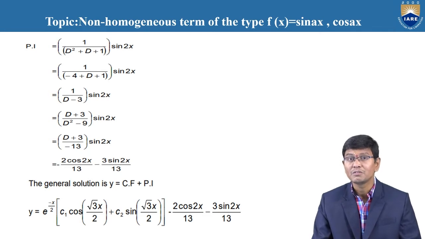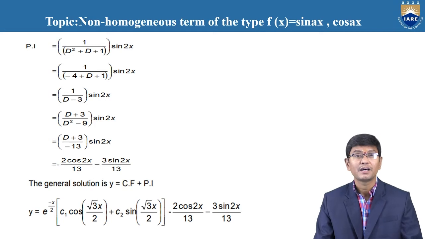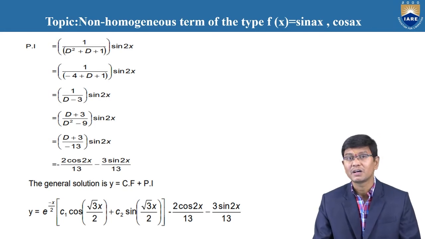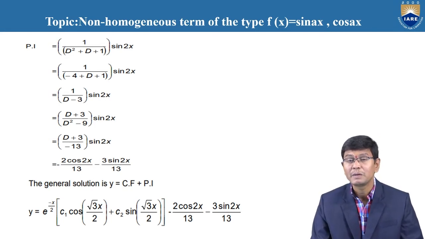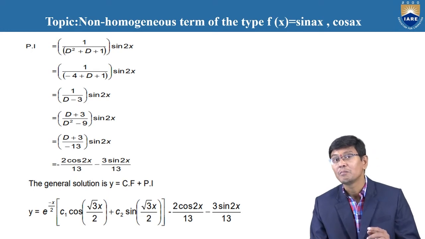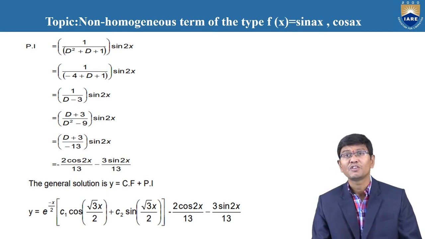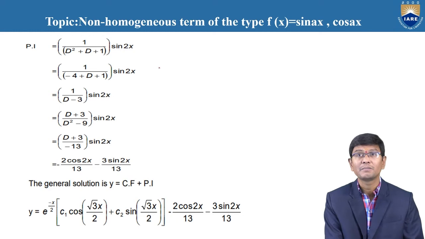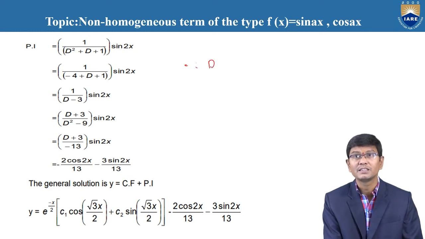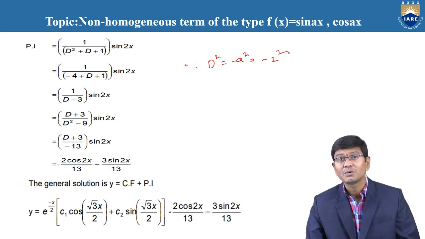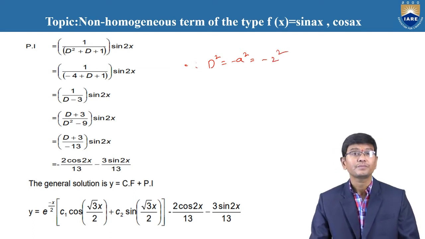Now we need to follow the procedure. Wherever d square appears in the denominator, you need to replace it with minus a square. Therefore, d square is equal to minus a square, which is minus 2 square, since a is equal to 2.